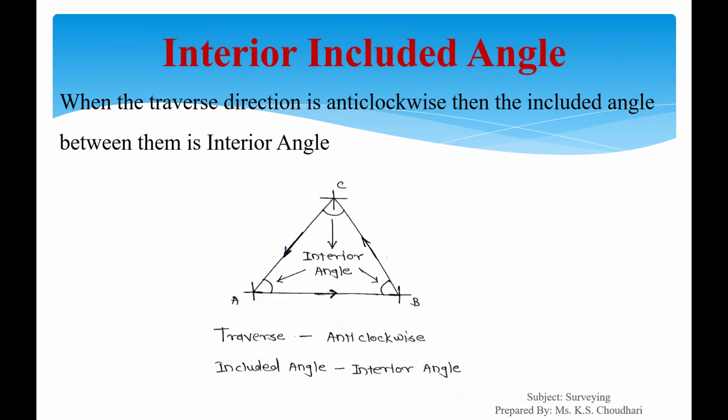Now, the interior included angle. When the traverse direction is anticlockwise, then the included angle between them is the interior angle. For that, observe the diagram carefully, and from that, you can easily understand what is interior angle. Here, you can see the closed traverse, and its direction is anticlockwise, that is from A to B, B to C, and C to A. So, their included angle is the interior angle between them. In the diagram, you can easily see this.